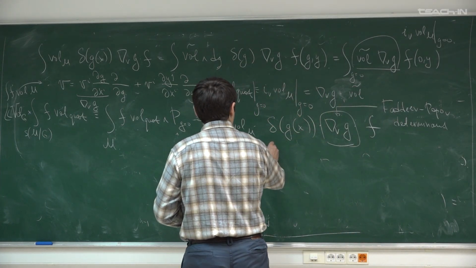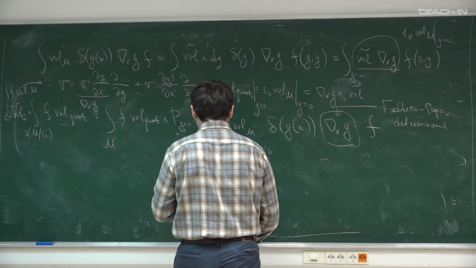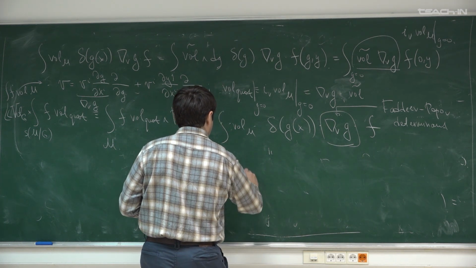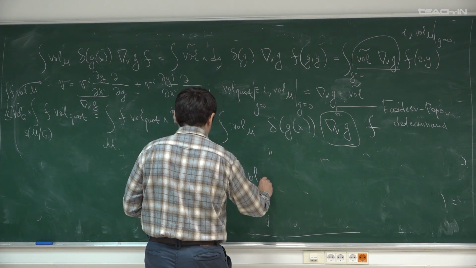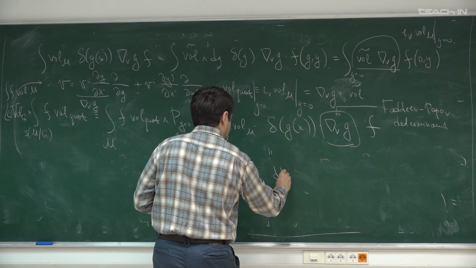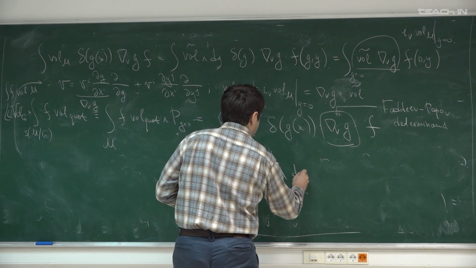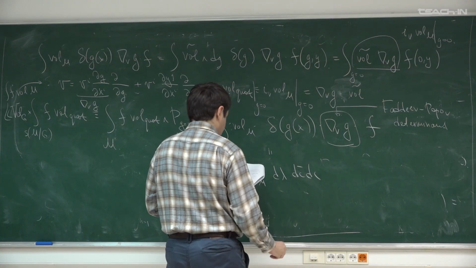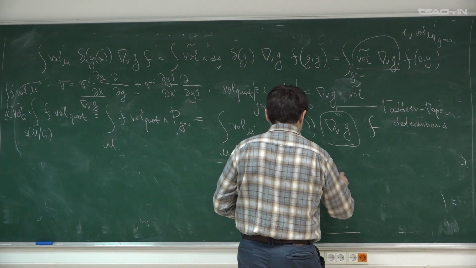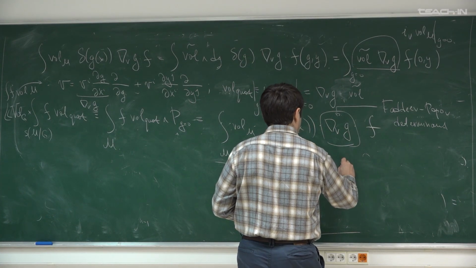So this formula can now be written as follows. You can write this as integral d lambda dc bar dc exponent to the I lambda g.